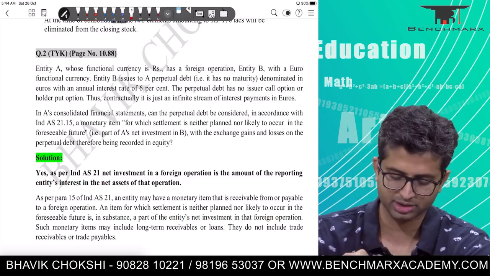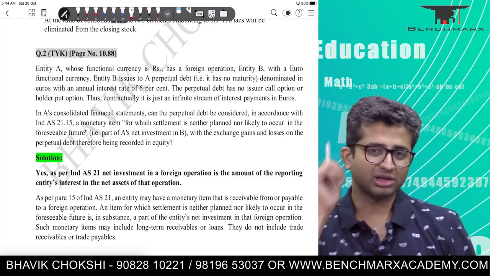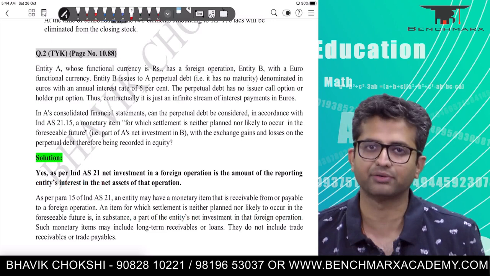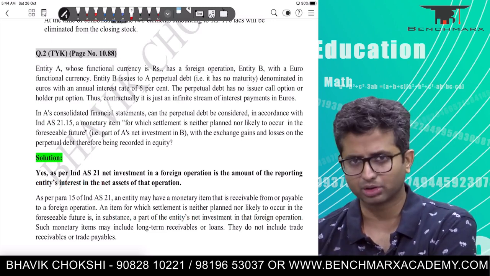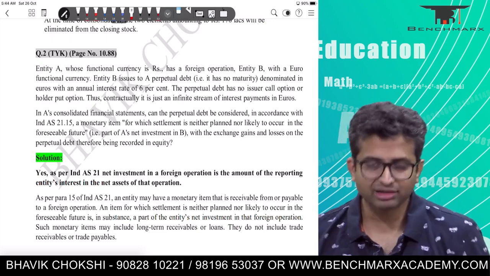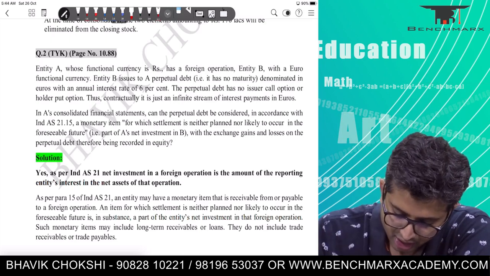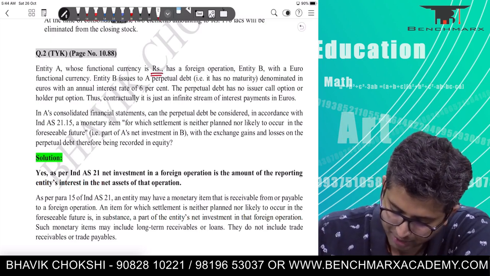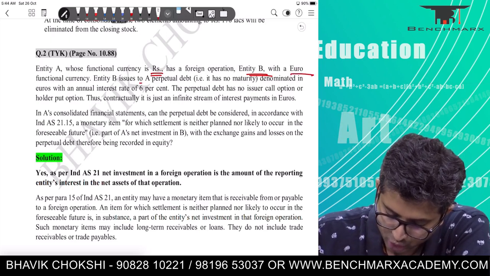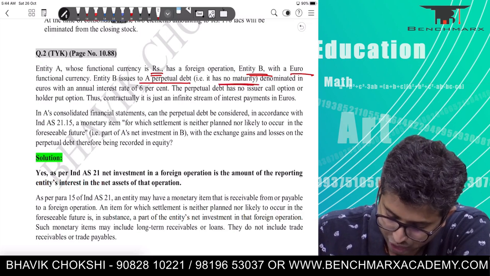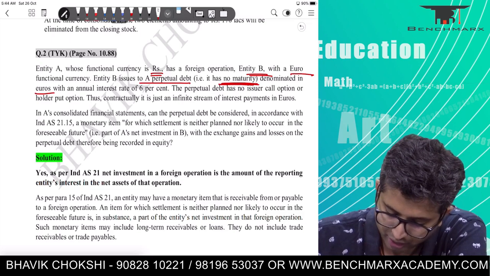So let us read the question along these lines. If you do not really know the concept of net investment in a foreign operation, this question would be very difficult for you to grasp. The concept, though, is that if there is a net investment in a foreign operation, it represents permanent funding in the company. Entity A, whose functional currency is the rupee, has a foreign operation, that is entity B, with euro functional currency. Entity B issues a perpetual debt with no maturity. Okay, this is an important word. Denominated in euros with an annual interest of 6%.